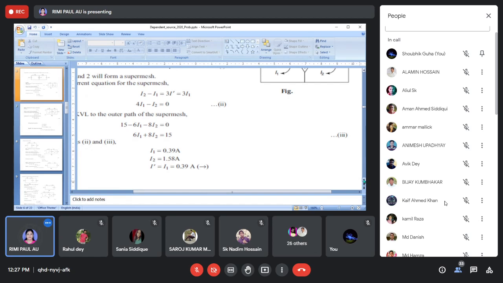So is there any doubt from zone 1 and zone 3? Most of the time zone 2 is responding. From zone 1 and zone 3, I cannot get any response. Zone 2 students are very active, but only two or three students. So zone 1 and zone 3, is it okay? Any student, any problem? If it is okay, then the next problem will be solved by zone 1.